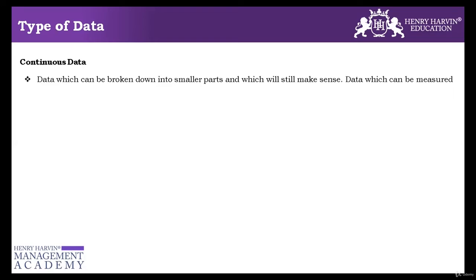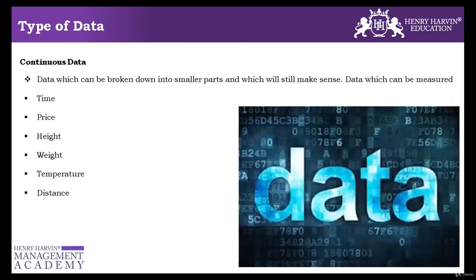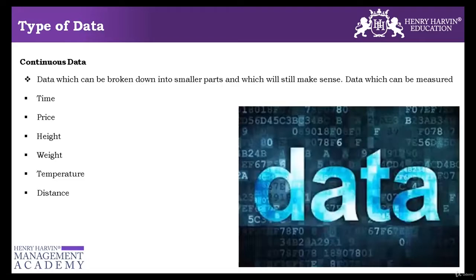There are two types of data generally that we talk about. One is continuous data, and another is discrete data. So these are two terms, continuous data and discrete data, that we have in Six Sigma. So we will talk about it.